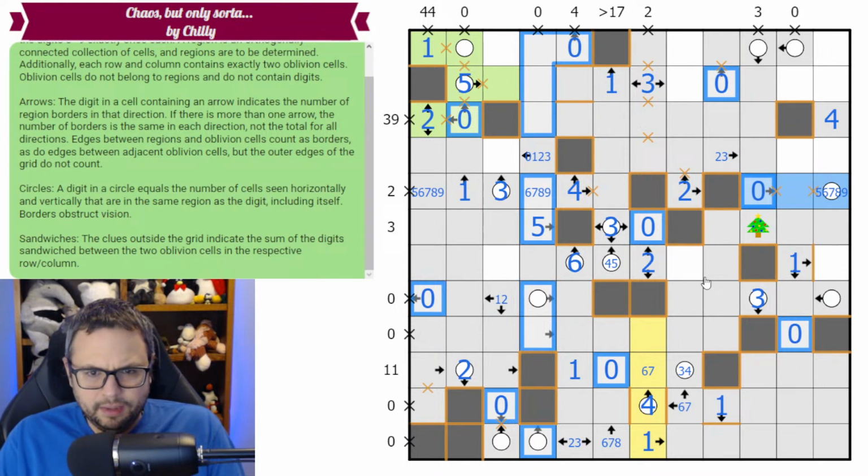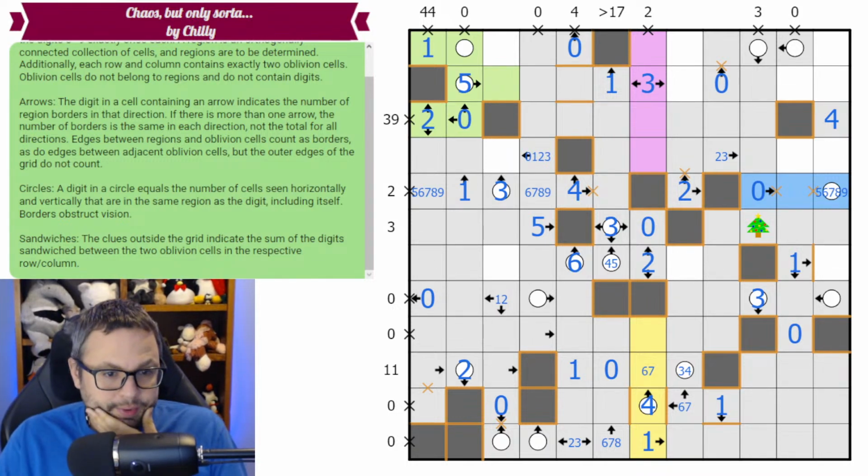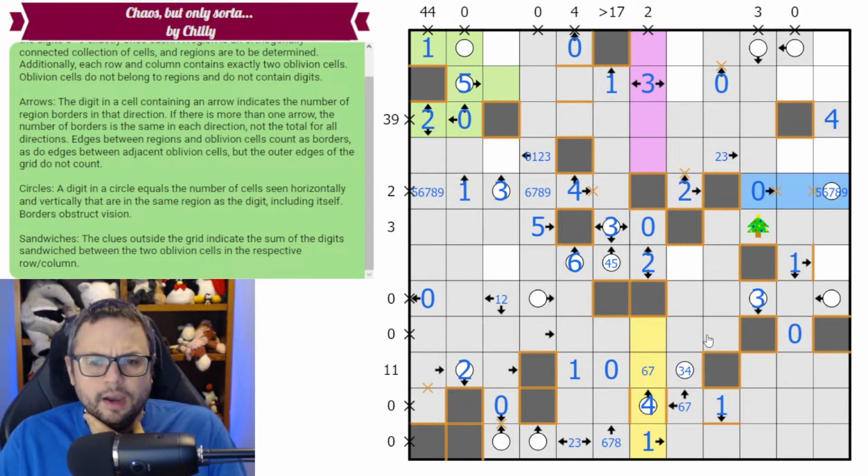I do know for sure this is not blue or green, so I could give this region its own color. We can make this region purple. I guess I can get rid of the X's inside of green because once it's all one color, then we know that. This is 2 or 3. Is there something interesting about what happens if this is 3? I don't think so.